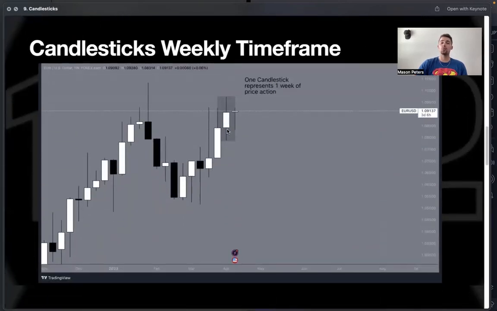So candlesticks on a weekly time frame: one candlestick represents 1 week of price action. This is 1 week from Sunday to Sunday within a weekly time frame in April on Euro USD, right? You can see that I put a rectangle around it. This is a bullish candle. The black ones are bearish, the white ones are bullish. You have the open here and the close here, and the wicks are here on each side.